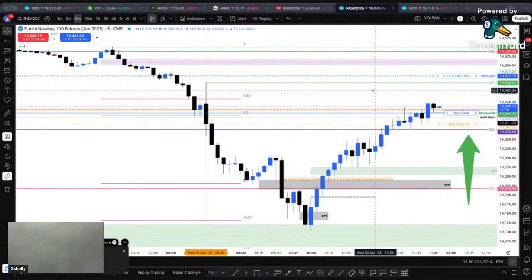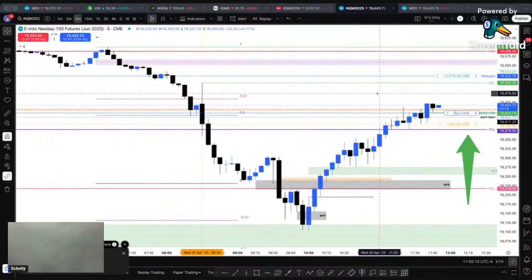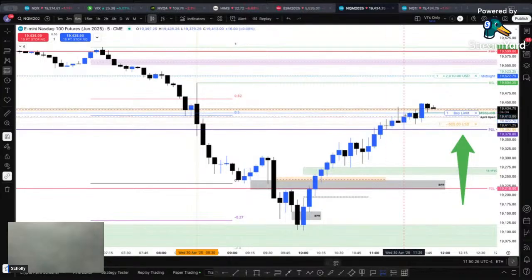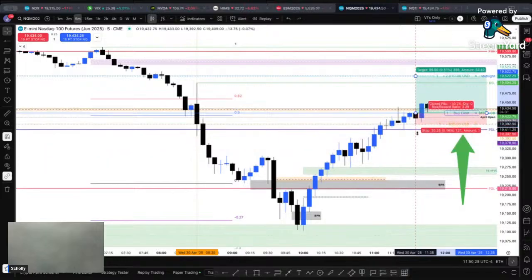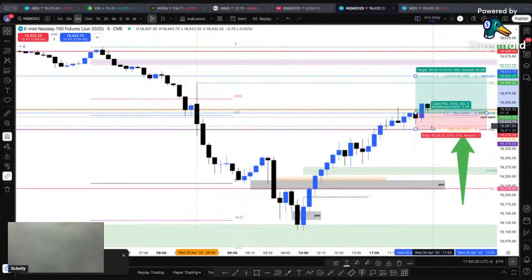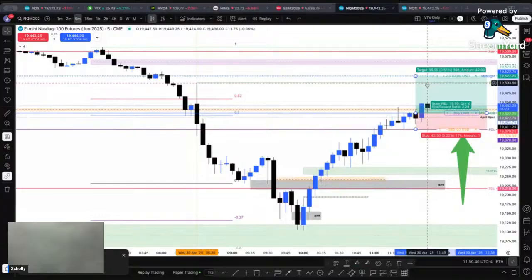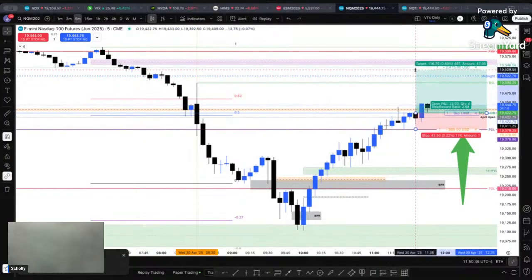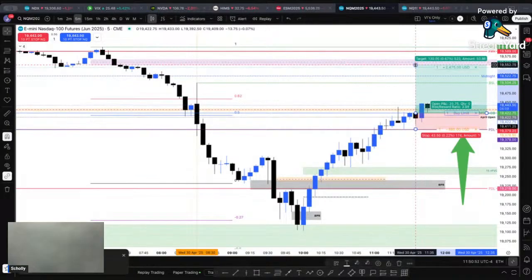Risk 600 to make 2,000. Five-minute order block at the low. Matter of fact, you got to use this one. Target. Three on.